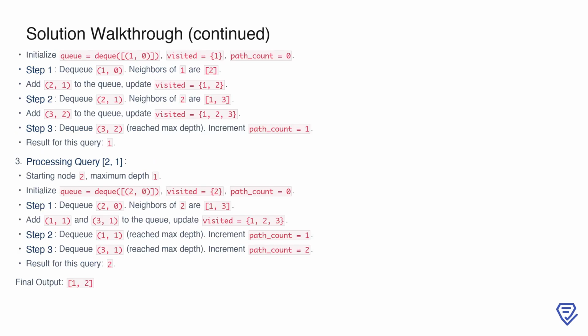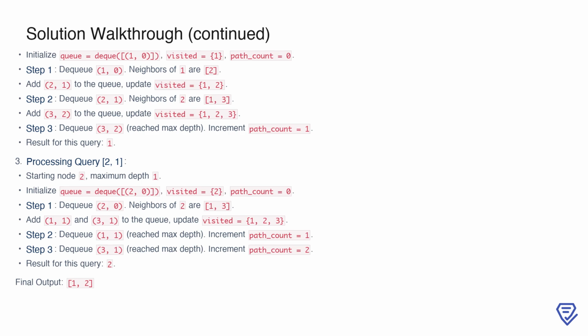For the first query, we initialize the queue with node 1 at depth 0 and mark it as visited. The first step involves dequeuing node 1 and exploring its neighbors. Node 2 is added to the queue at depth 1, and the visited set is updated. The next step dequeues node 2, whose neighbors include nodes 1 and 3. Since node 1 is already visited, we add node 3 to the queue at depth 2. Finally, we dequeue node 3 at depth 2, which is the maximum depth allowed. This increments our path count by 1, giving a result of 1 for this query.